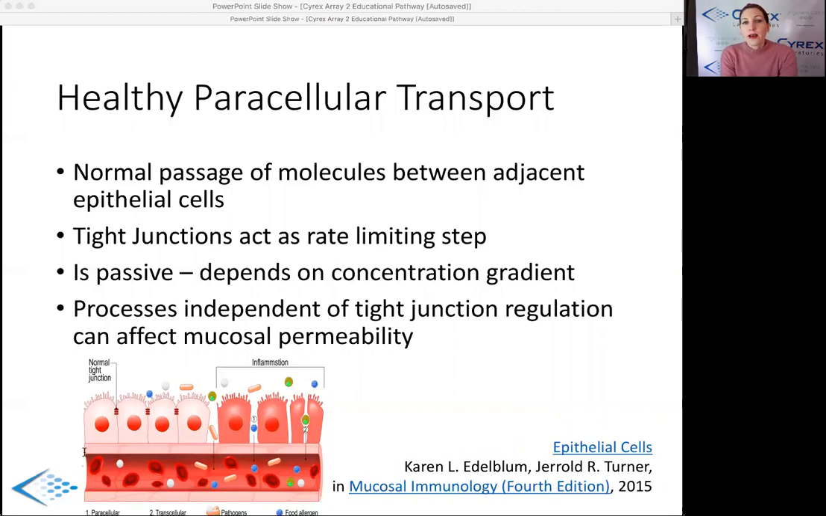Healthy paracellular transport includes the normal passage of molecules between the adjacent epithelial cells. This process is part of a healthy, well-regulated gut function. The tight junctions act as a rate-limiting step, which is as it should be, and it is passive. Paracellular transport is passive, so it depends on concentration gradients, and it is also a process independent of tight junction regulation that can affect mucosal permeability.